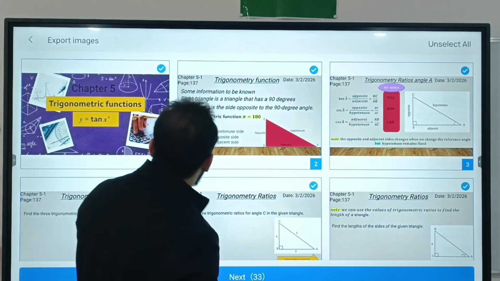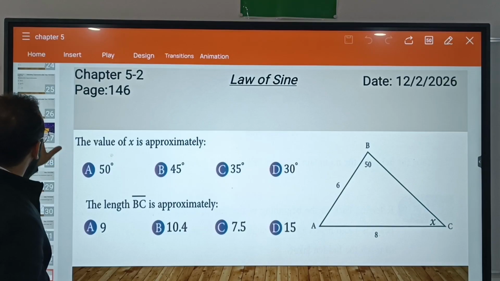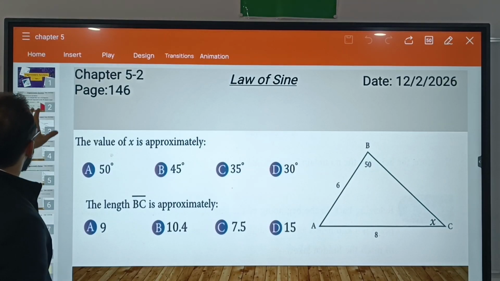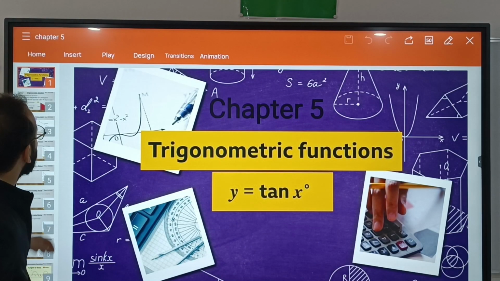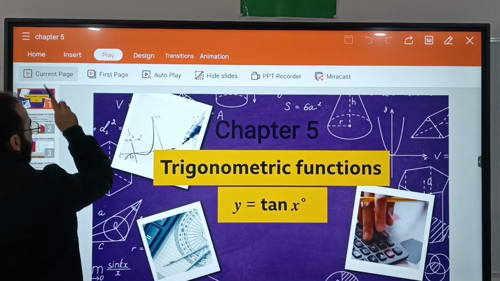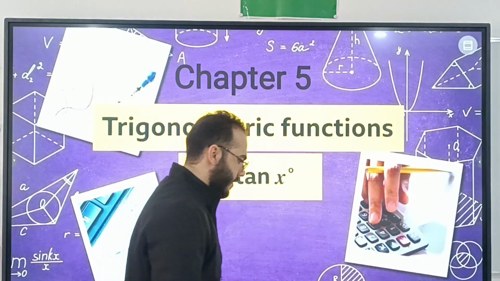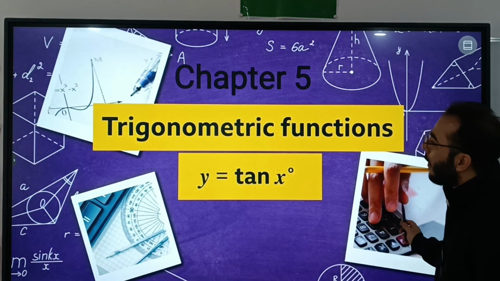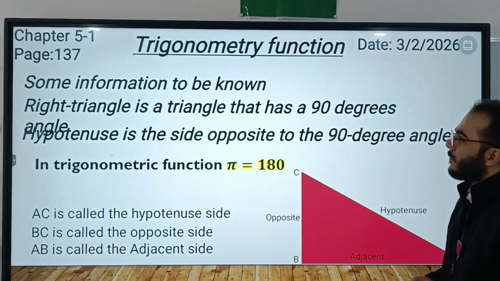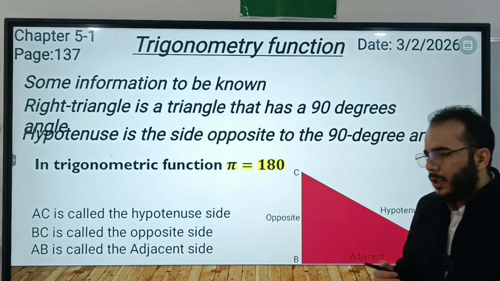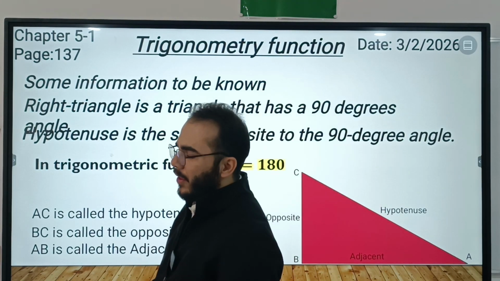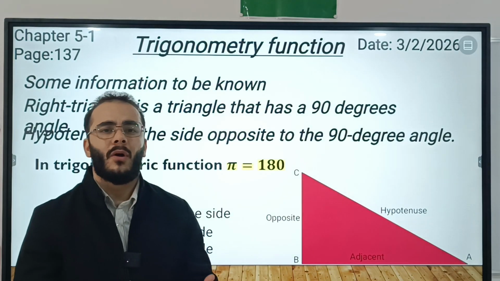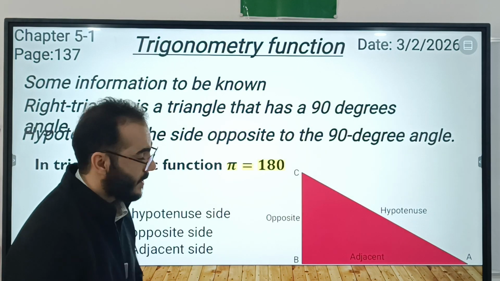Well, the title of the first section is Trigonometric Functions and Trigonometric Ratios. We can just mention it like this. First of all, there is some information that we need to know in order to deal with the whole section that we face.